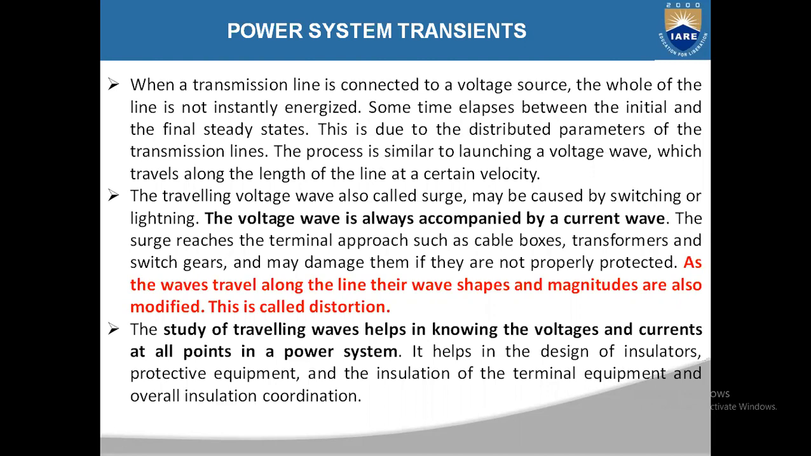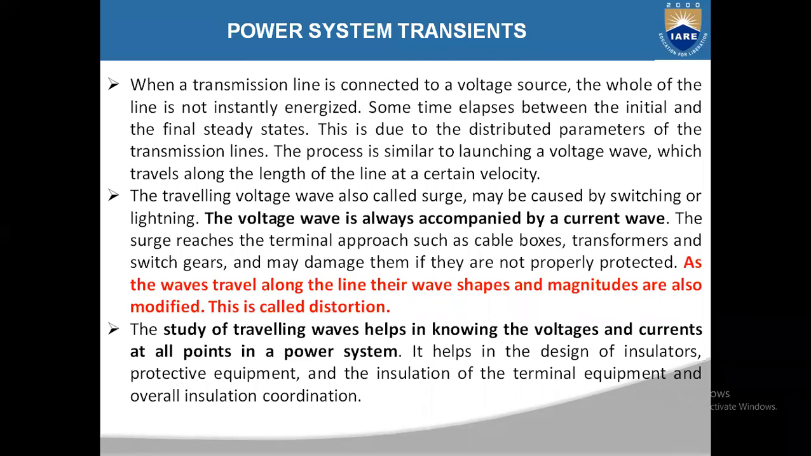Also, as the waves travel along the transmission line, their wave shapes and magnitudes change. This process is called distortion. As the wave travels from one end of the transmission line to the other, it may change its magnitude as well as its shape. This is called distortion.